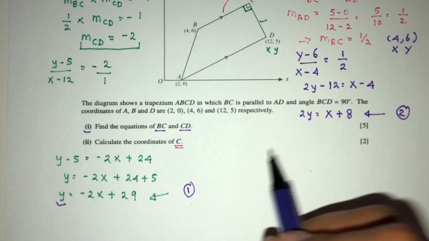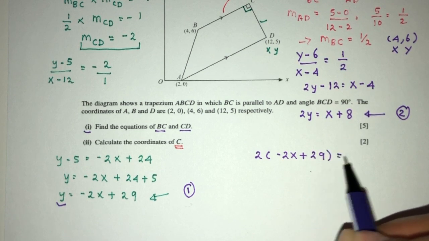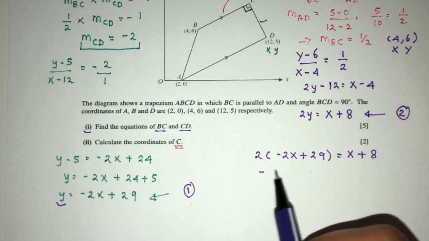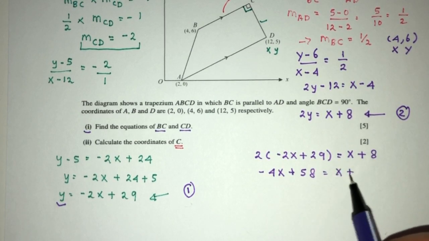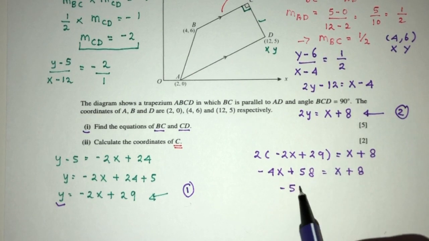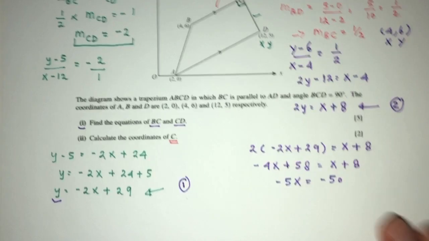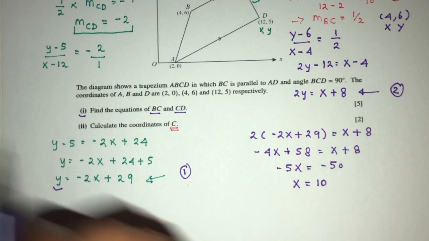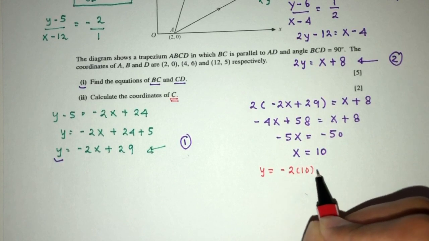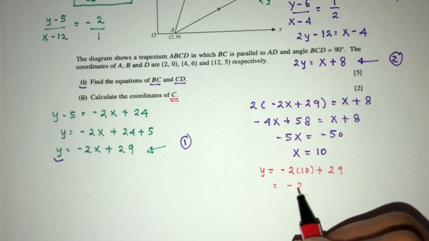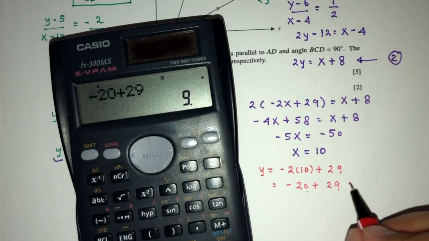So here we have y, replace 2y: y is also minus 2x plus 29, which is equal to x plus 8. That will be minus 4x plus 58 is equal to x plus 8. If you send this over here, it becomes minus 5x, and that will be minus 50, right? So 8 minus 58 will be minus 50. Now x will be the value of 10. Replace back in the equation, so y will be minus 2 times 10 plus 29. That will be minus 20 plus 29, which will be 9 as your answer.